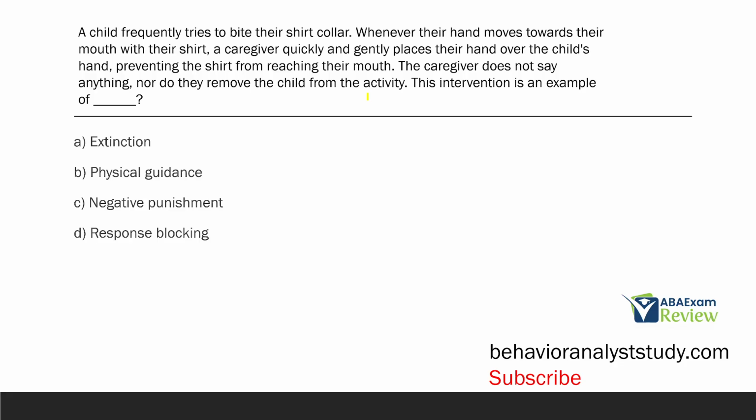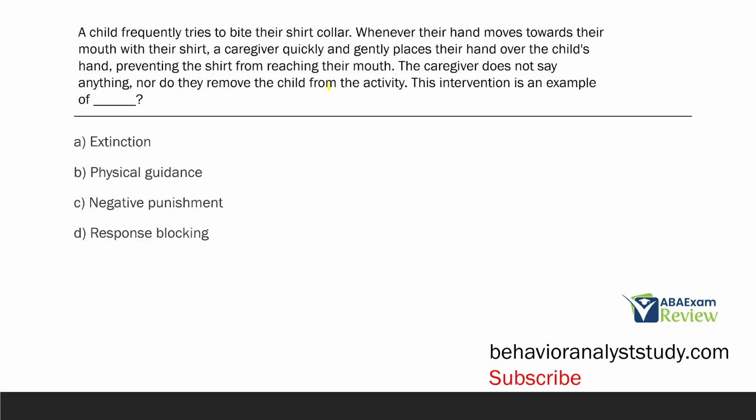A child frequently tries to bite their shirt collar. Whenever their hand moves towards their mouth with their shirt, a caregiver quickly and gently places their hand over the child's hand, preventing the shirt from reaching their mouth. The caregiver does not say anything, nor do they remove the child from the activity. This intervention is an example of what?